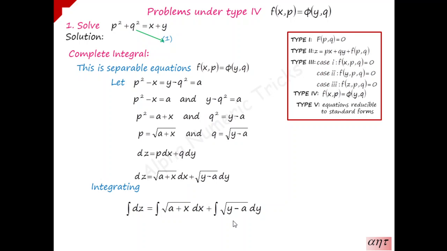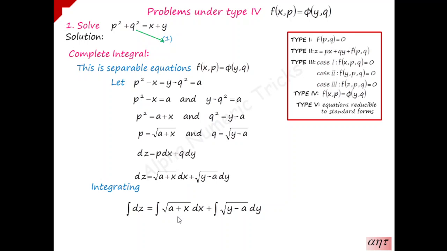We have to integrate this term. What is the integration of x power n formula? The formula for integration of x power n is x power n plus 1 by n plus 1. The same idea or same formula is used here also, instead of x power n, where n is a whole number there.